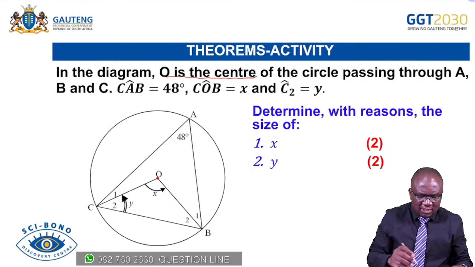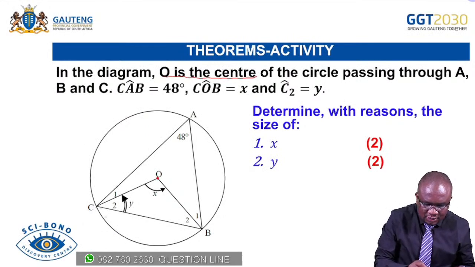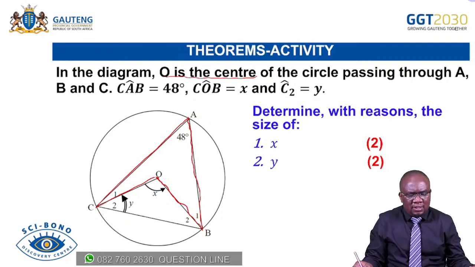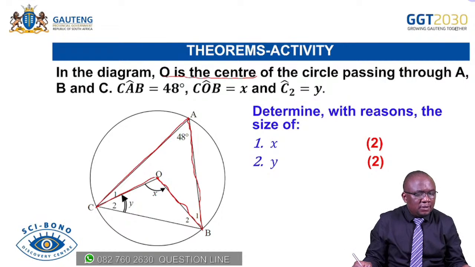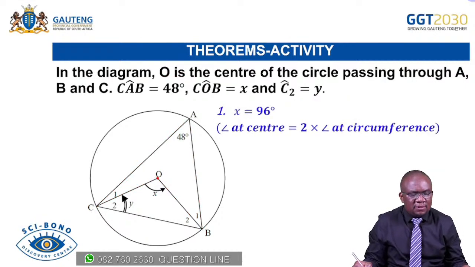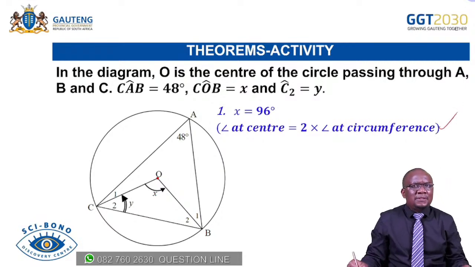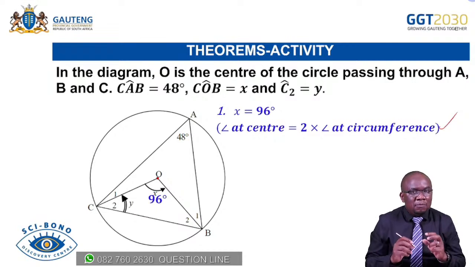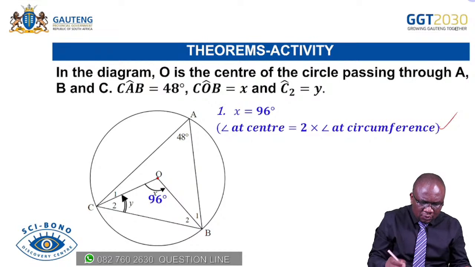Welcome back, grade 12. Did you get the correct answers? Let's see. Angle X is subtended by arc CB at the center. Angle 48 degrees is subtended by the same arc at the circumference. So what will be angle X? The angle subtended by an arc at the center is 2 times the angle subtended by the same arc at the circumference. So it means X is going to be 96 degrees. Okay, and then there's a reason there. Now where there's X, we can put our 96. Remember I said you must write on your diagram. So now we have 96 there.